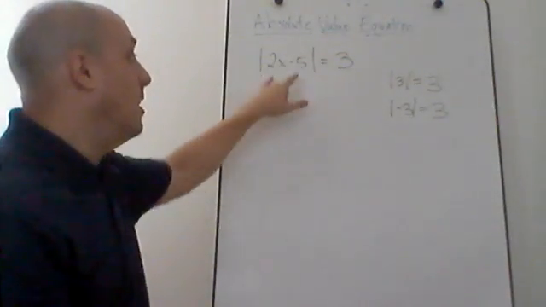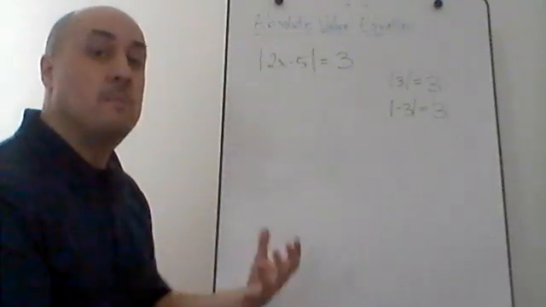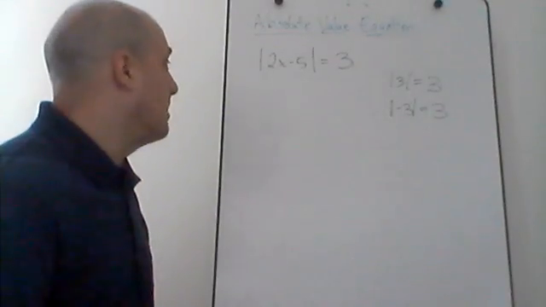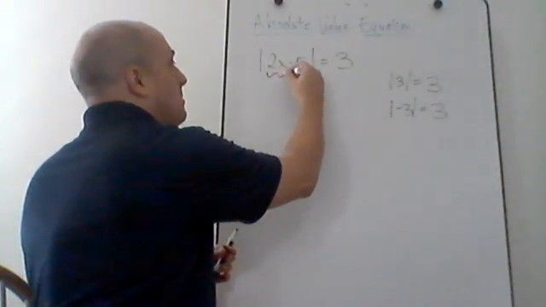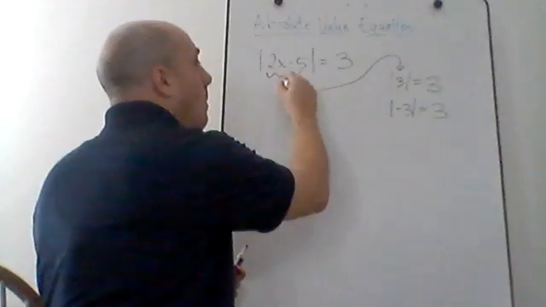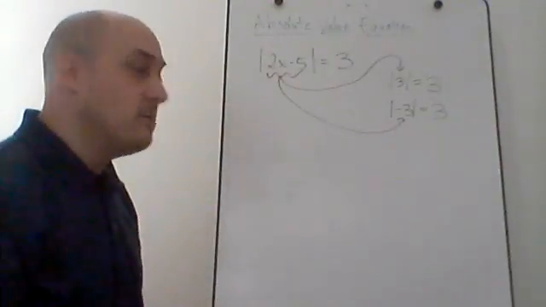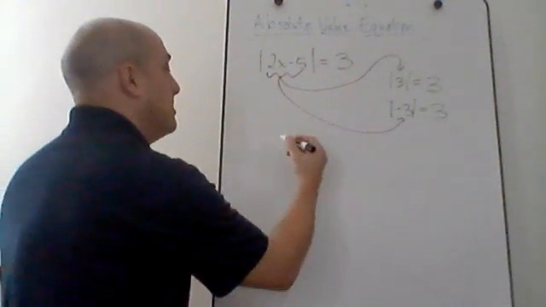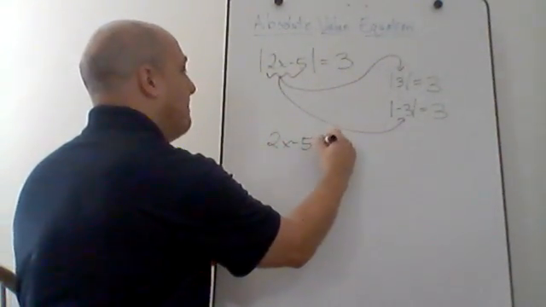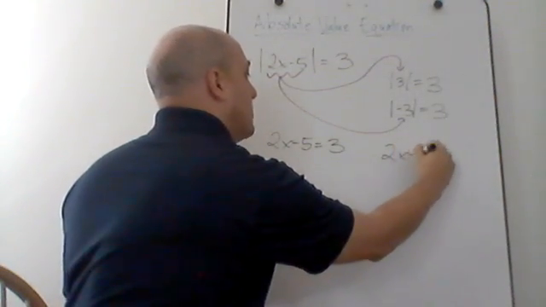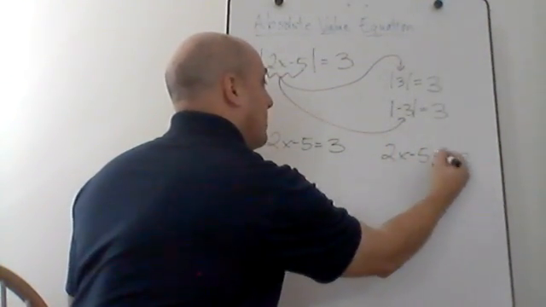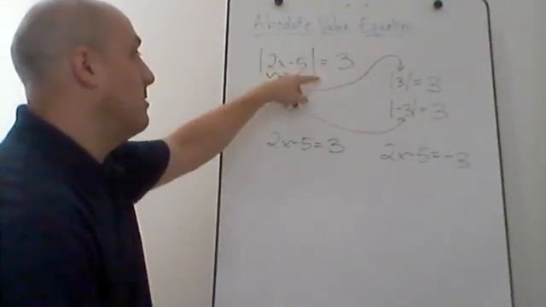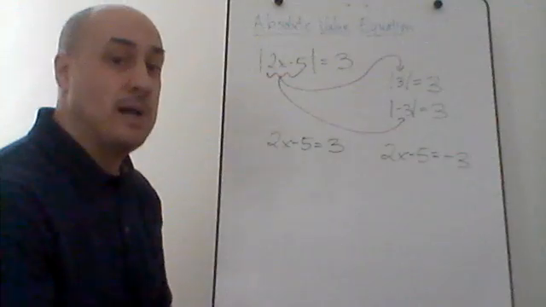Which means when I'm solving an absolute value equation, I always split it up into two separate equations. Whatever's inside this absolute value, it could be 3 or it could be negative 3. Either way, when I take the absolute value of it, it's going to equal that positive 3. So I have to set up two different equations. I say that 2x minus 5 equals 3, or I say 2x minus 5 equals negative 3. If 2x minus 5 equals either 3 or negative 3, when I take the absolute value, I get positive 3.